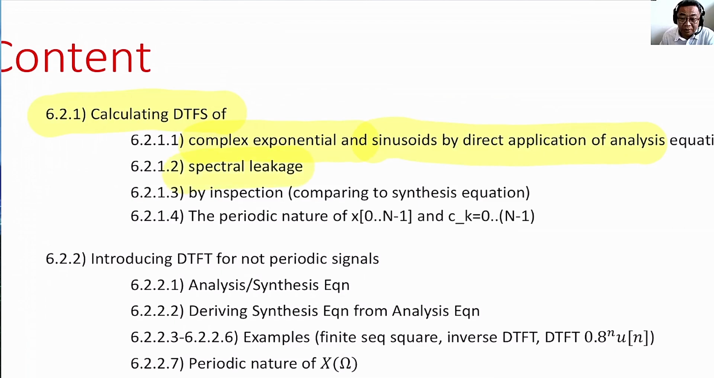We'll examine what is spectral leakage. We'll see the solution of the synthesis equation by inspection, and we'll see why the CKs are periodic in nature.